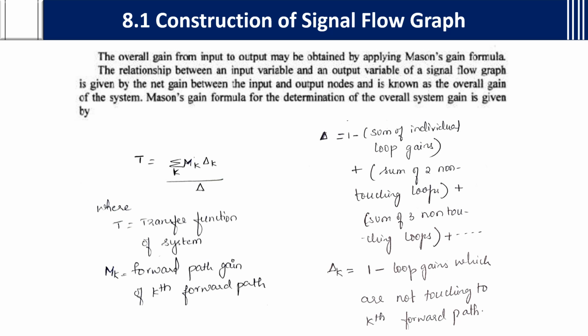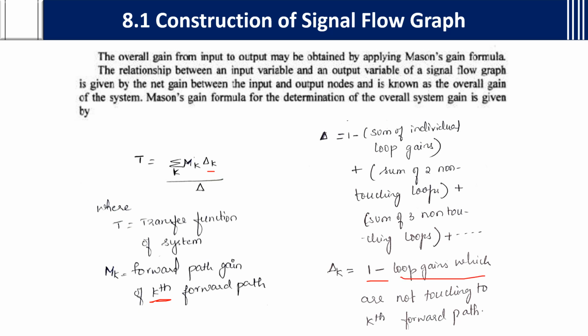If there is a signal flow graph like this, with another loop like this, here this is one path, and this is one more path. So there are two paths. Those two path gains are Mk. Delta k is 1 minus the loop gains which are not touching the kth forward path. You should take 1 minus the loop gains which are not touching the forward path we have considered.